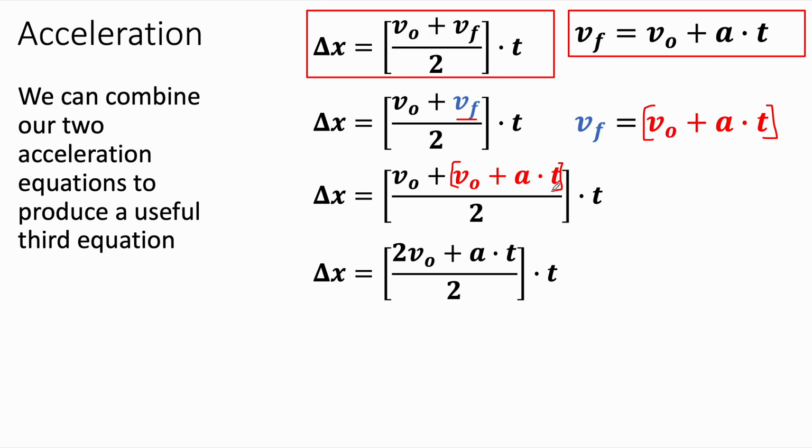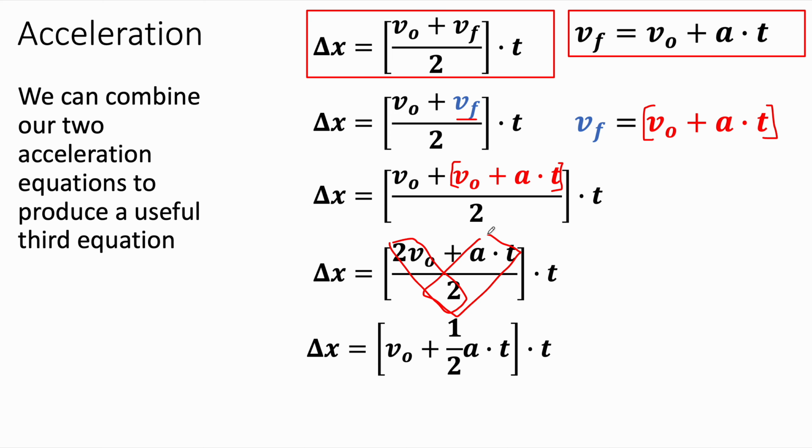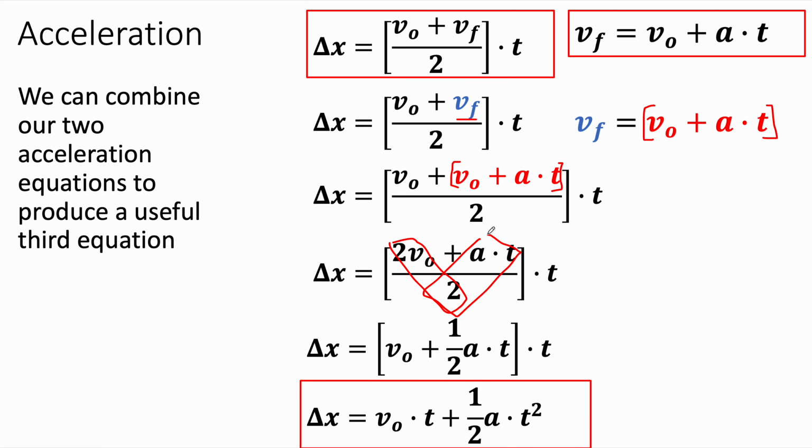And if I divide both this piece here by 2 and divide this one by 2, separating it out, you'll end up with this expression. If I multiply through by t, we get this. And this is our final third useful equation now.